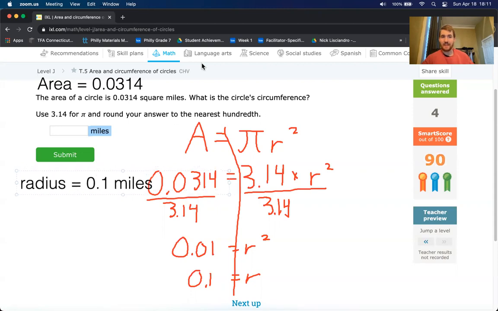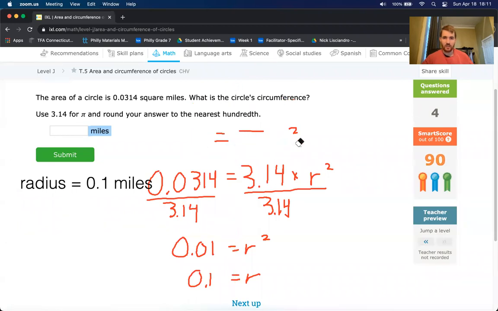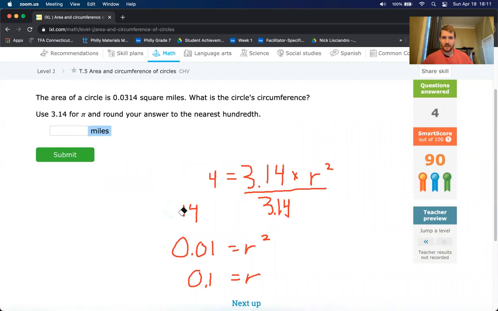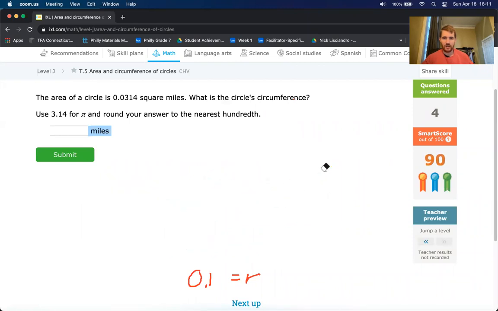All right, remember, that's not the answer. The problem is asking us, what is the circle's circumference? So we got the radius. We're going to erase all of this work because that was just to help us get the radius. And I erased the radius, so I will write that back. Don't you worry. The radius is 0.1 miles. And we're going to use that to find the circumference.